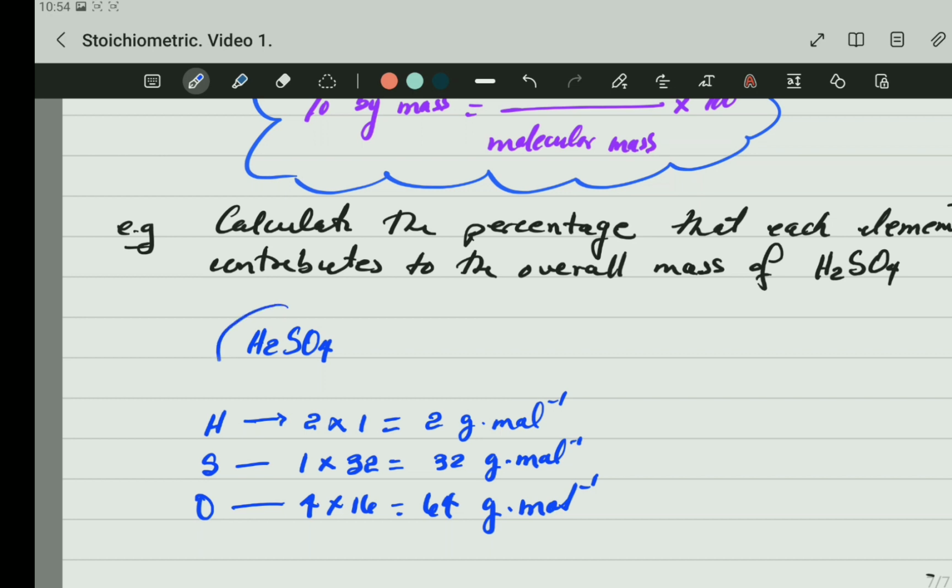So that is the first step to calculate the mass of each of the atoms in that specific compound. Then we're going to calculate the molecular mass of the compound, which in this case is quite easy because all we have to do is add them. So you add them and you will get the molecular mass. In this case it is 98 grams per mole.